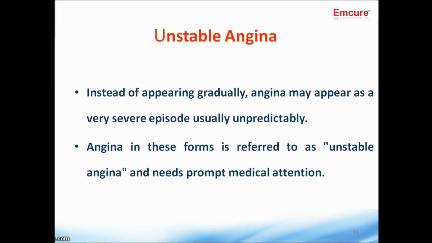Then there is a term called unstable angina. Instead of appearing gradually, angina may appear as a very severe episode, usually with unpredictability. Angina in this form is referred to as unstable angina and needs prompt medical attention. It is a part of acute coronary syndrome.